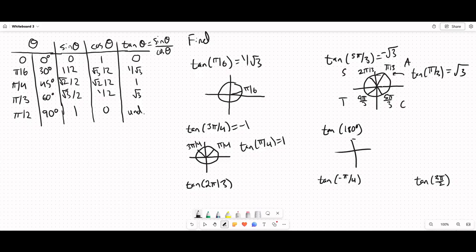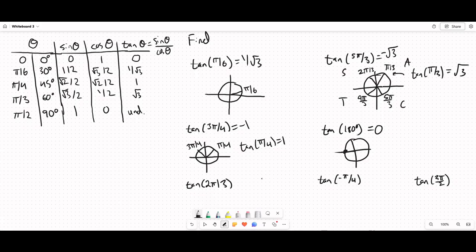What about tangent of 180 degrees? Now I'm giving it in degrees, so 180 degrees is over here. And you might be able to answer this just by thinking of it as slope. What's the slope of this horizontal line? It's 0. Woo, so crazy.